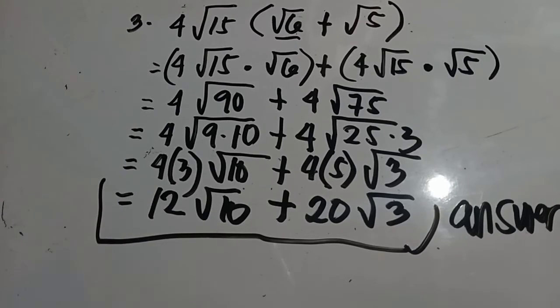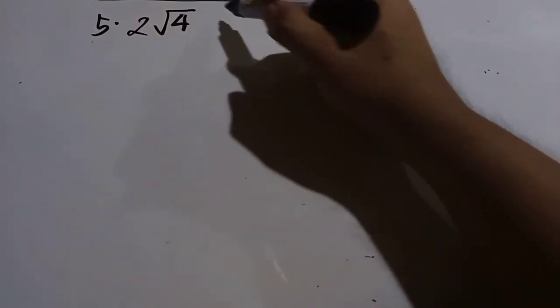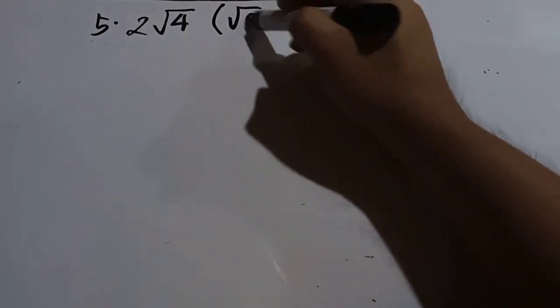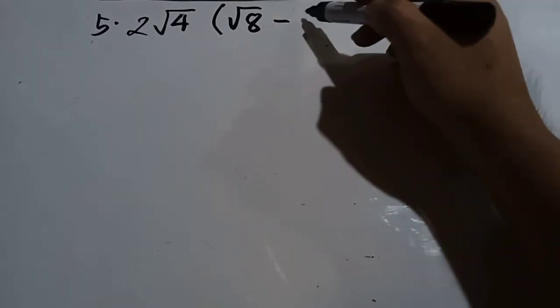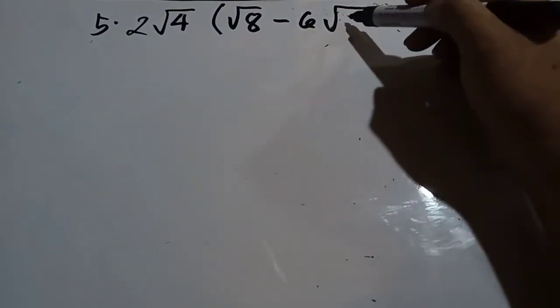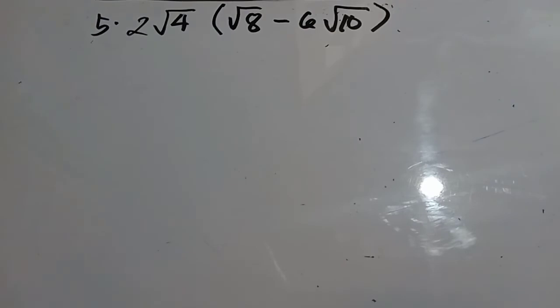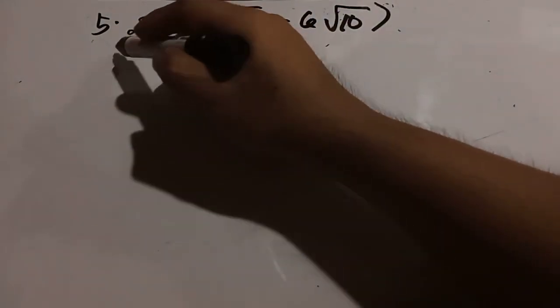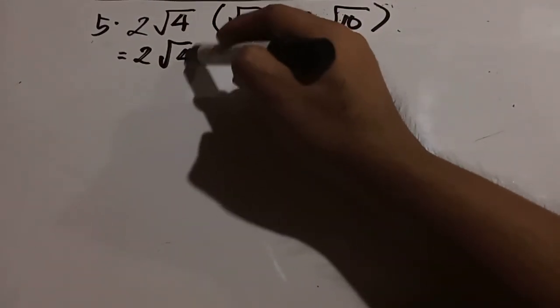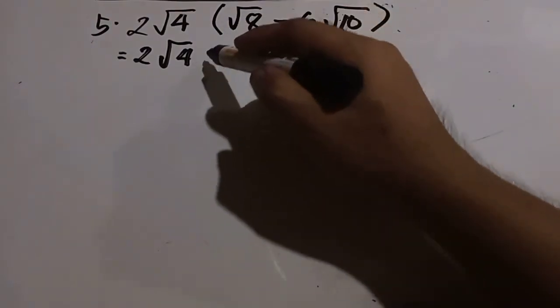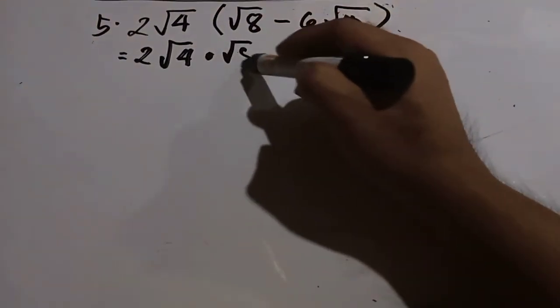Okay, let's proceed to number 4. Okay, number 5, we have 2 square root of 4 times square root of 8 minus 6 square root of 10. What will you do first? We're going to apply the distributive property. So we have 2 square root of 4 and multiply natin dito, so we have times square root of 8.